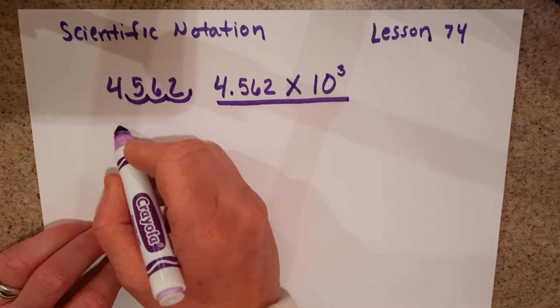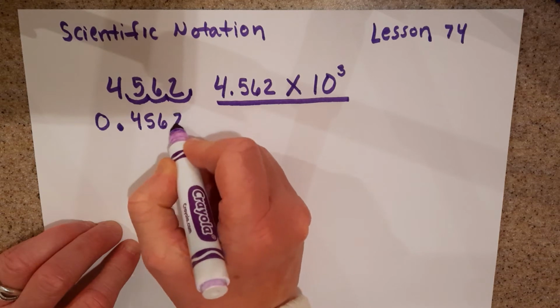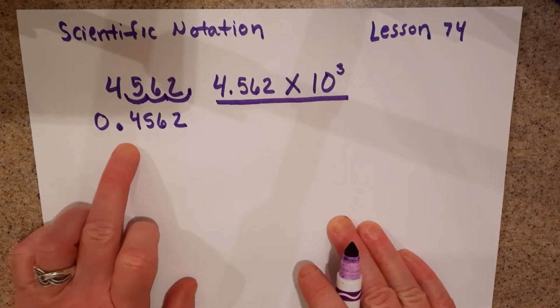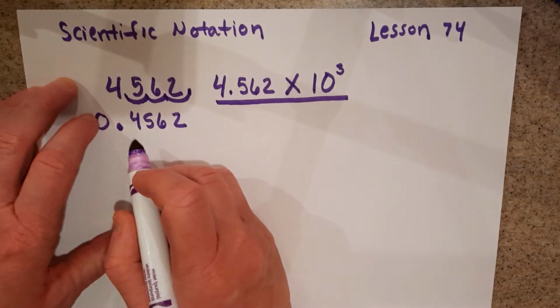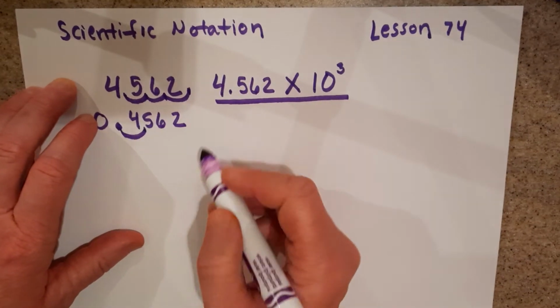Let's do a different one. Let's do 0.4562. Here, this problem is different. We have the decimal point over here, and we're going to need to move it to the right until we get to a number that is between 1 and 10, not including 10. So we're going to move it over just 1.